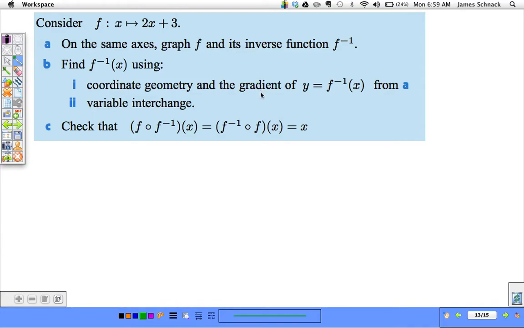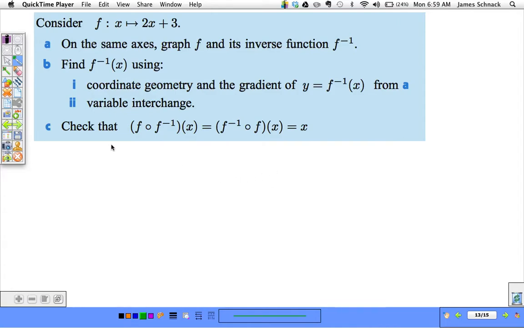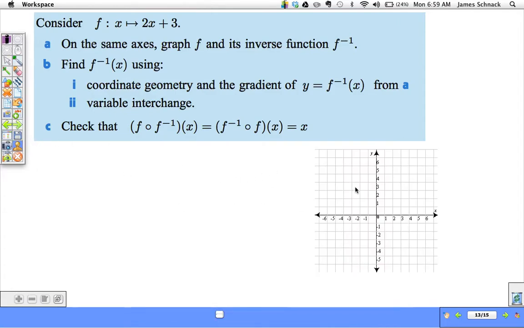All right, here we go. Consider this function x maps to 2x plus 3. On the same axes, graph f and f inverse. Okay, so I need a graph. Okay, this is a line, has a y-intercept of 3 and a slope of 2.